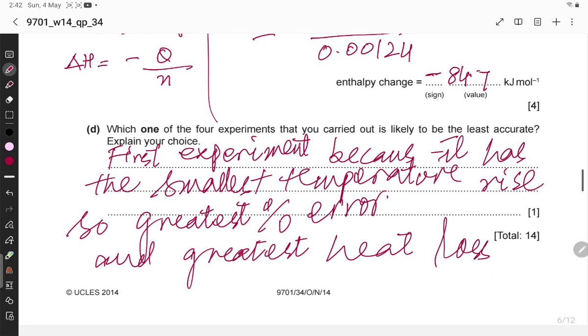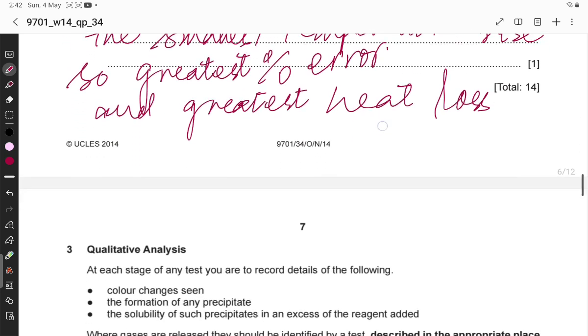Which one of the 4 experiments that you carried out is likely to be the least accurate? The first experiment has the smallest temperature rise and the greatest percent error, so the greatest heat loss is in experiment 1. So experiment 1 is least accurate.